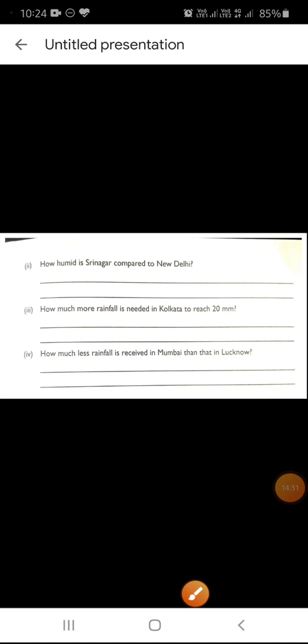Now the next one, how much more rainfall is received in Lucknow than in Mumbai? Just see, in this question you have to compare the rainfall of Mumbai and Lucknow. In Mumbai it is 0.7 mm. In Lucknow it is 4.1 mm. So you do the subtraction and you will get the answer. Subtract the rainfall of Mumbai from the rainfall of Lucknow, and you will get the answer to the fourth question also.